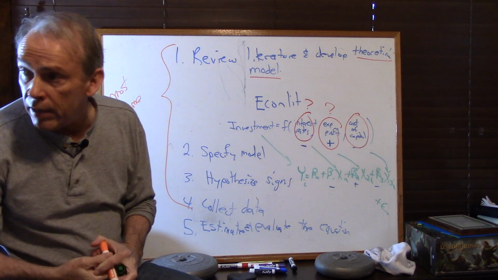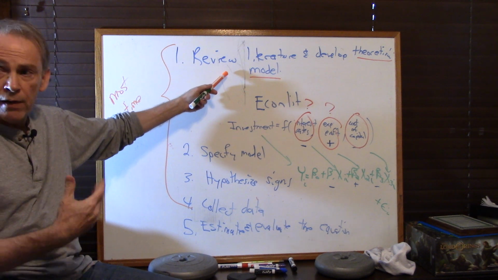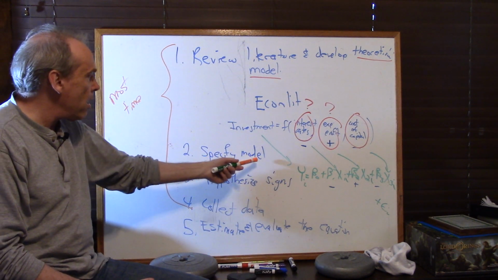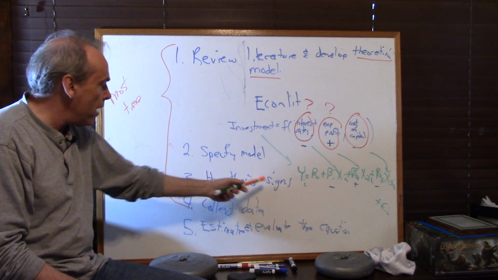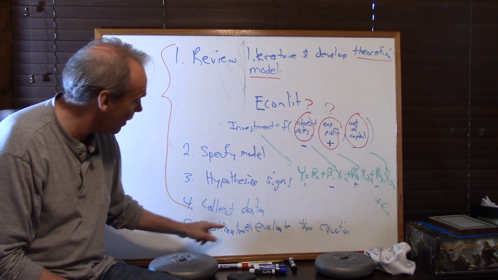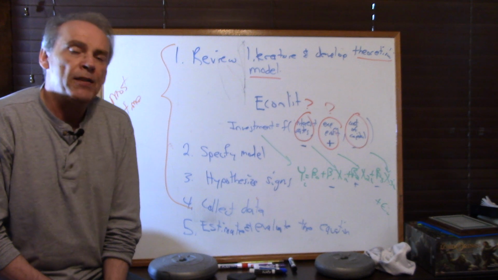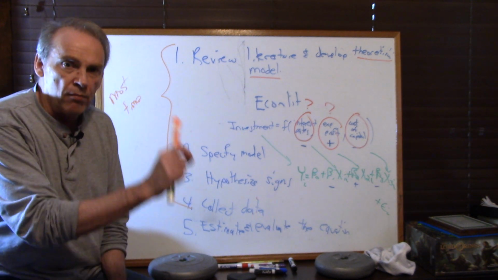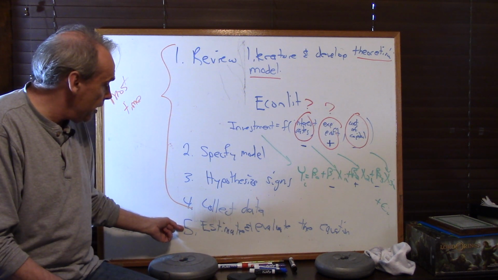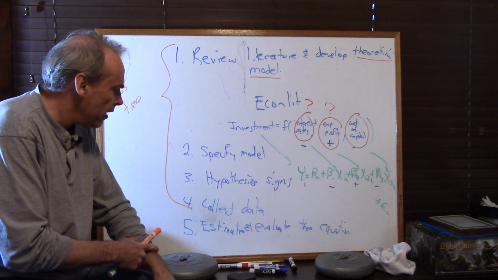That is a very time-consuming process, going through and reading all these articles and trying to figure out what the underlying theory ought to be, specifying the model you're going to estimate, hypothesizing the signs, collecting the data. This takes a long time, all right? Step five takes about half a second, because all of a sudden you hit run on the regression, and it's run. It's done, all right? So this is actually a relatively small part of the entire process.